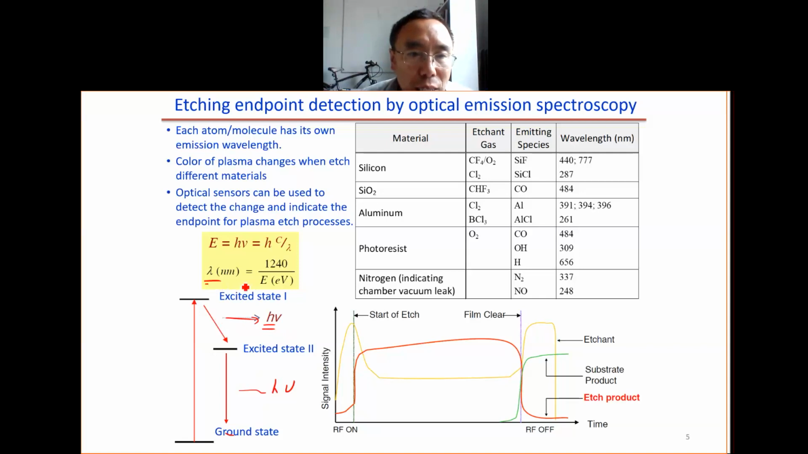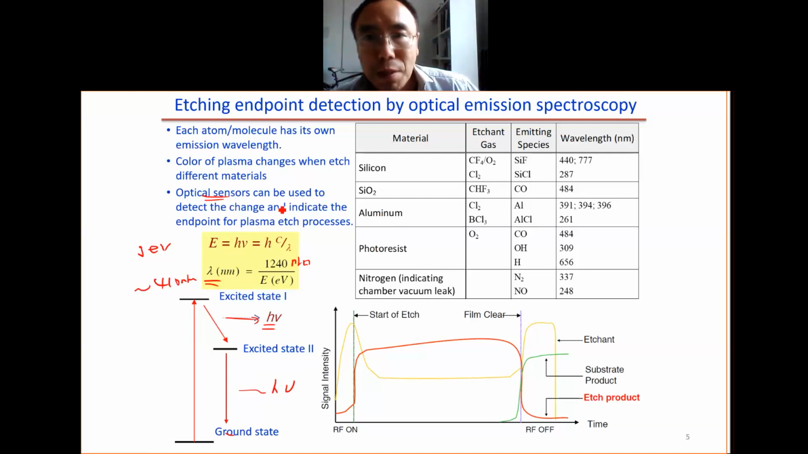The wavelength is given by 1240 divided by E, in nanometers. So 1240 nanometer divided by E, where E is in electron volts. For example, when we have 3 electron volts, this will be about 410 nanometers. So we use the optical sensor to tell when the etching is done. For example, when we etch silicon using fluorine and oxygen gas, the species can be silicon fluoride.